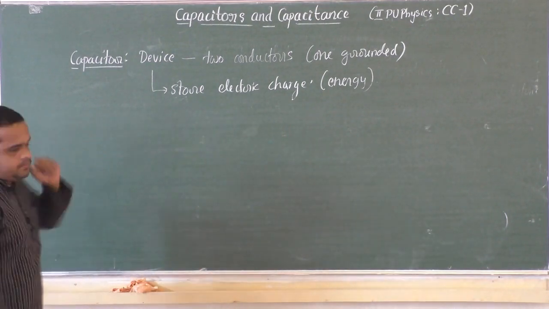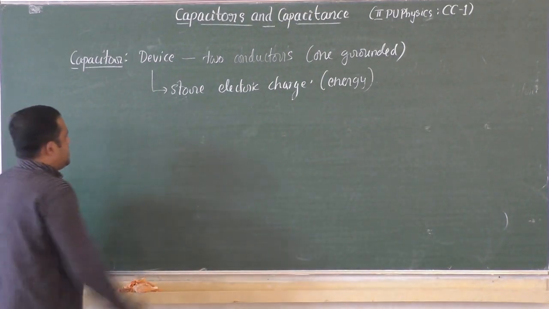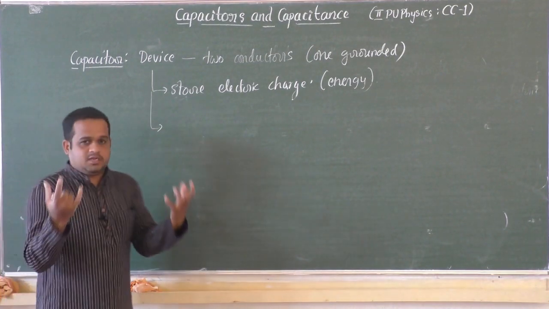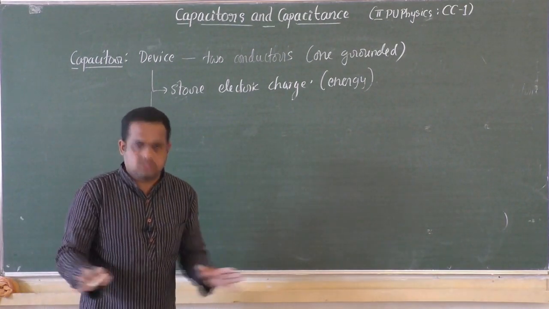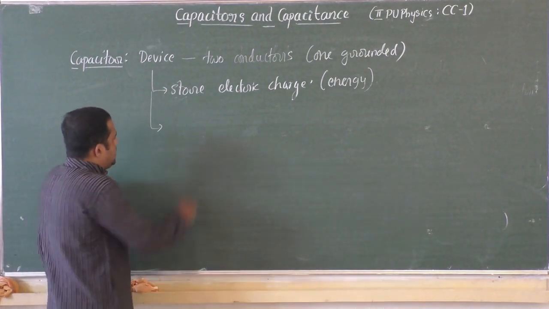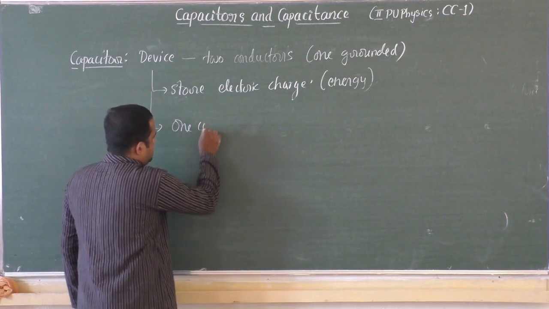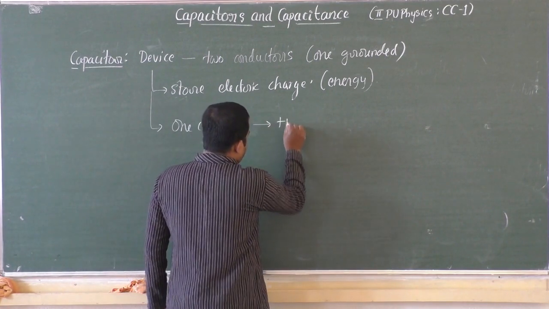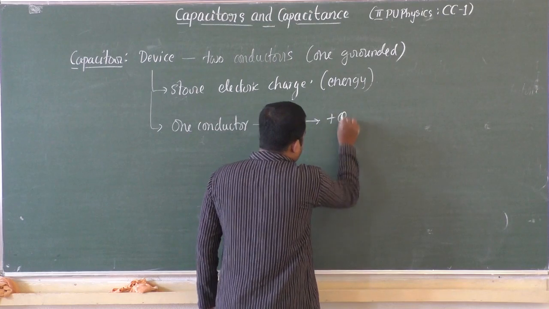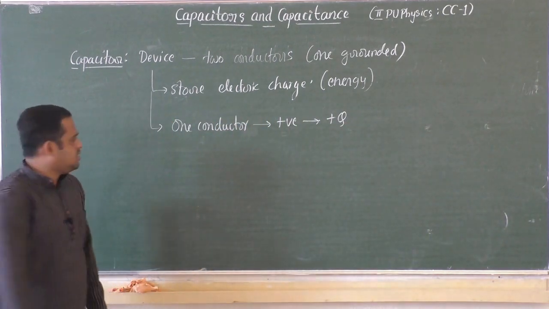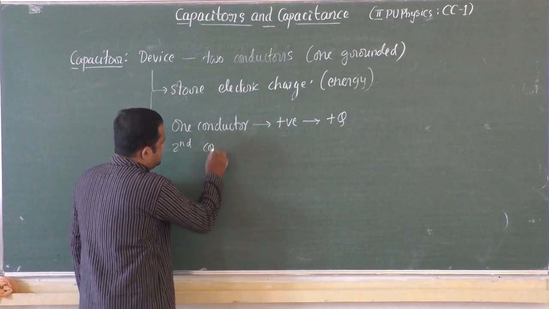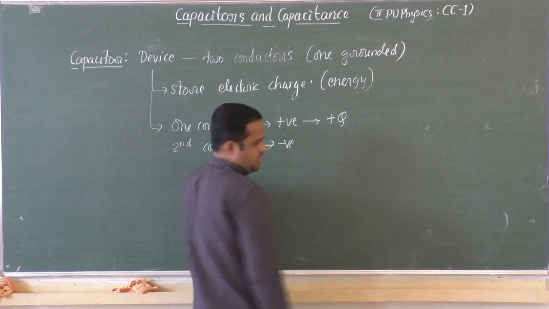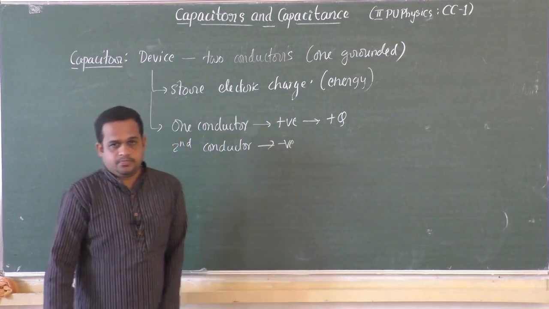Now, in case of a capacitor, two conductors will be there. It may be two spheres, or two cylinders, or two plates. In one plate or one conductor, positive charge is stored, and if plus q is the magnitude of charge stored in one conductor, then in the second conductor, that is the earth connected or grounded conductor, there will be negative charge.